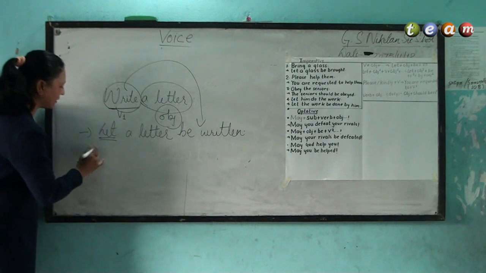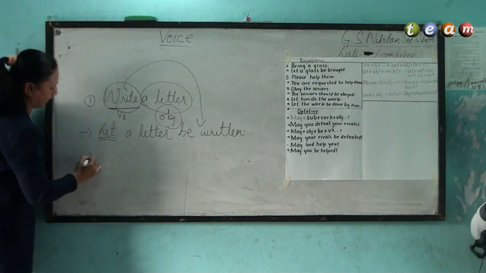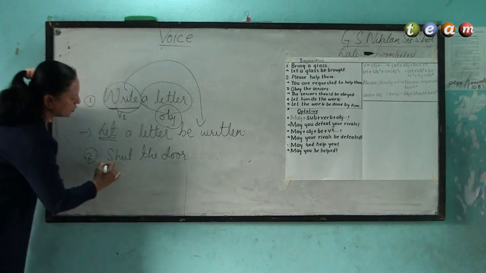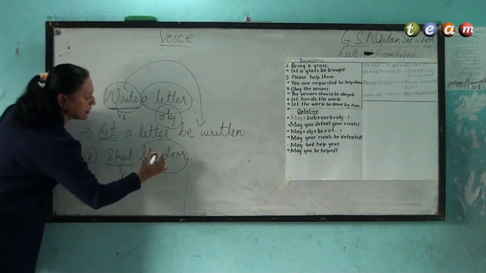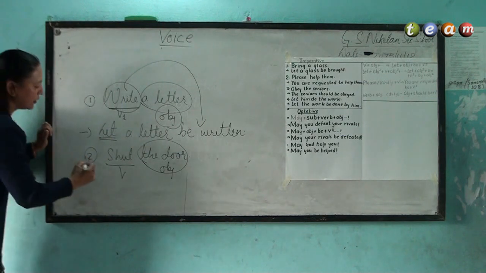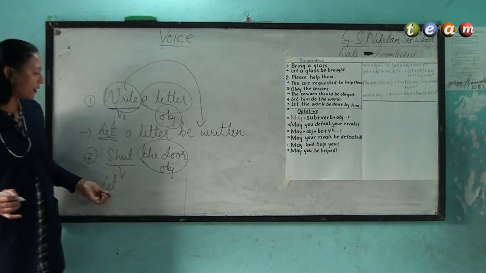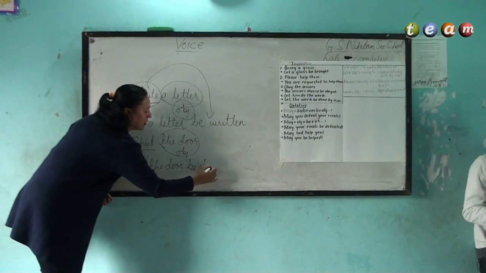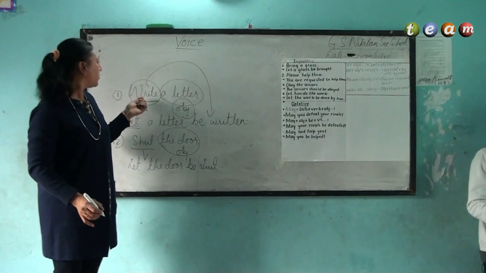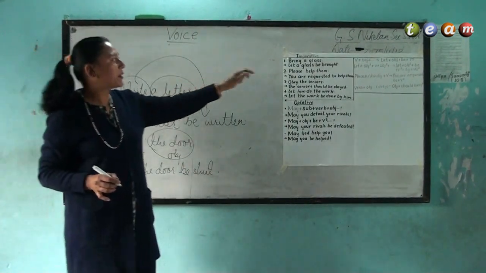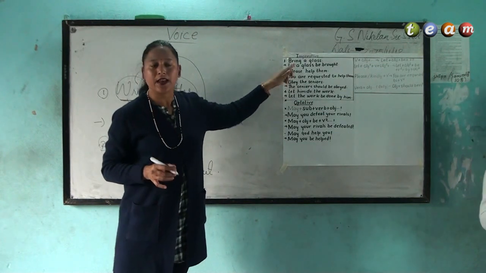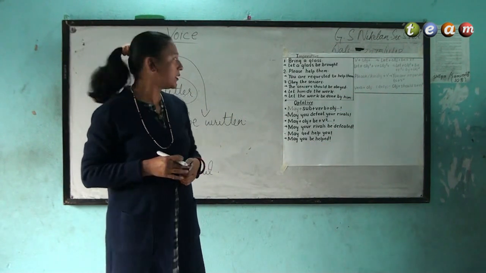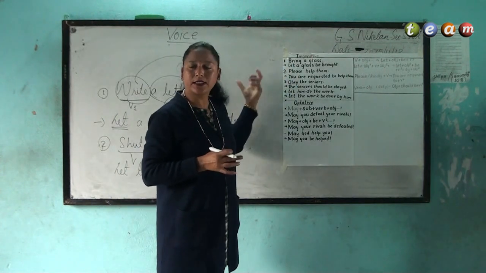Okay. Next example. Shut the door. So here also shut is the verb. The door is object here. So we can write down here let, then the door. Let the door be shut. In this way, we can change from active to passive if the sentence begins with first form of the verb, or the imperative sentence. And not only this one, there are different ways of changing from active to passive voice in imperative. If it starts with first form, we can change them using let.